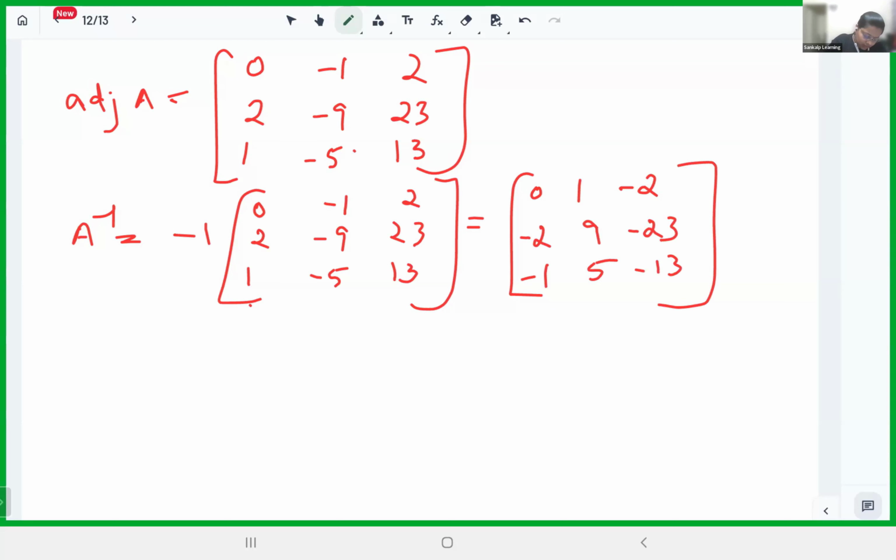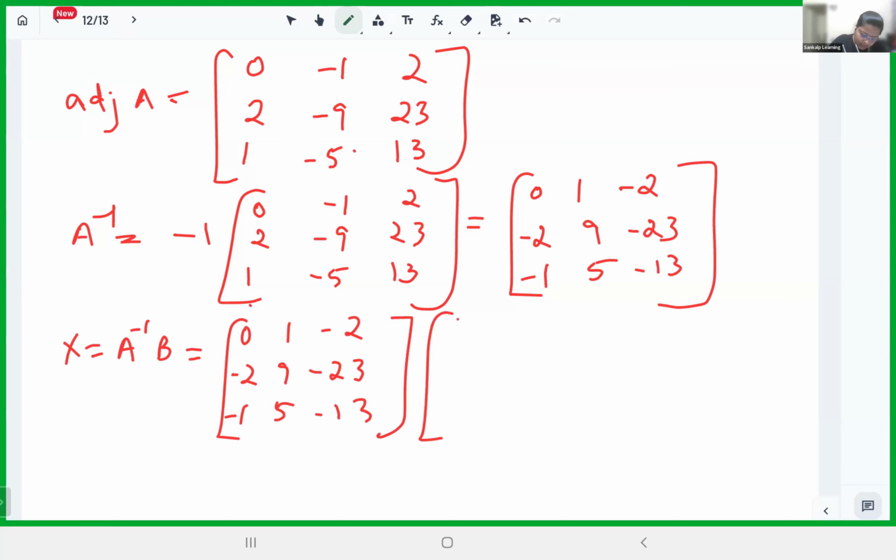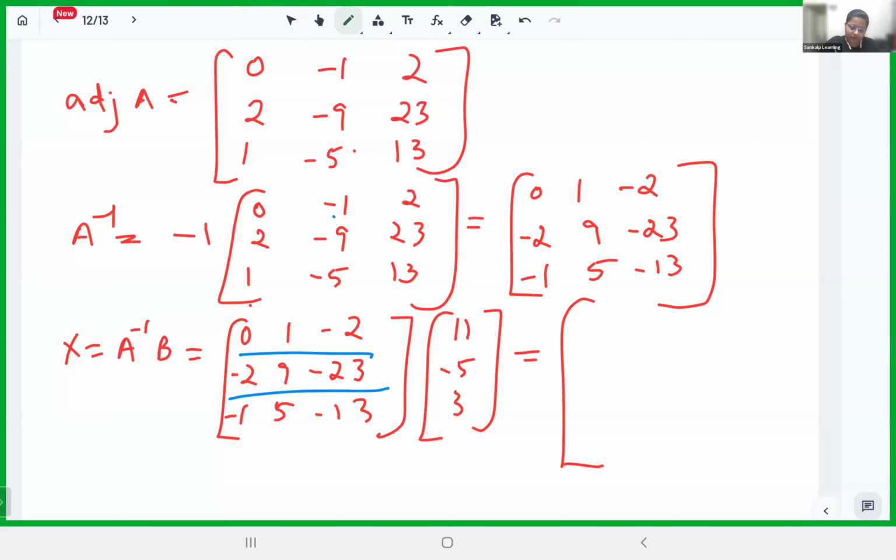Alright. Now, x is equal to A inverse into B. So A inverse is 0, 1, minus 2, minus 2, 9, minus 23, then minus 1, 5, minus 13 into, what was our matrix B? This 11, minus 5, 3. So that is equal to, you have to do the matrix multiplication. So it is 0 into 11, that is 0. Then 1 into minus 5 is minus 5. Minus 2 into 3 is minus 6, right?